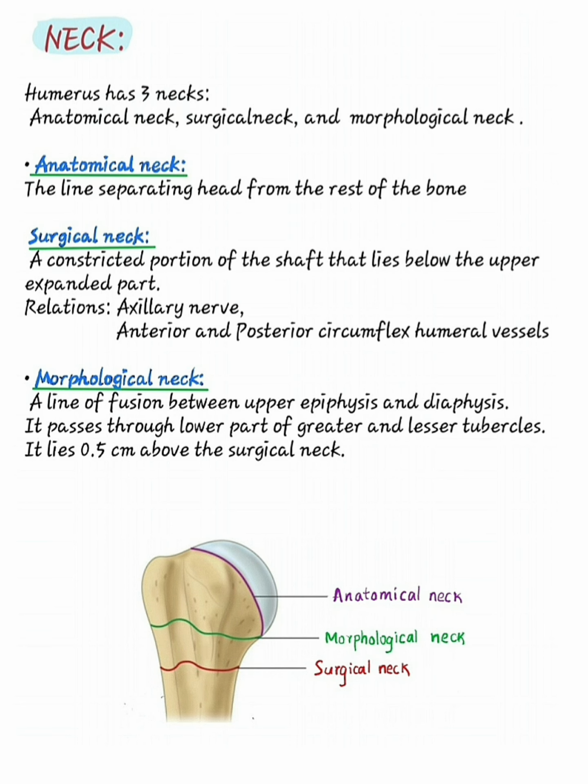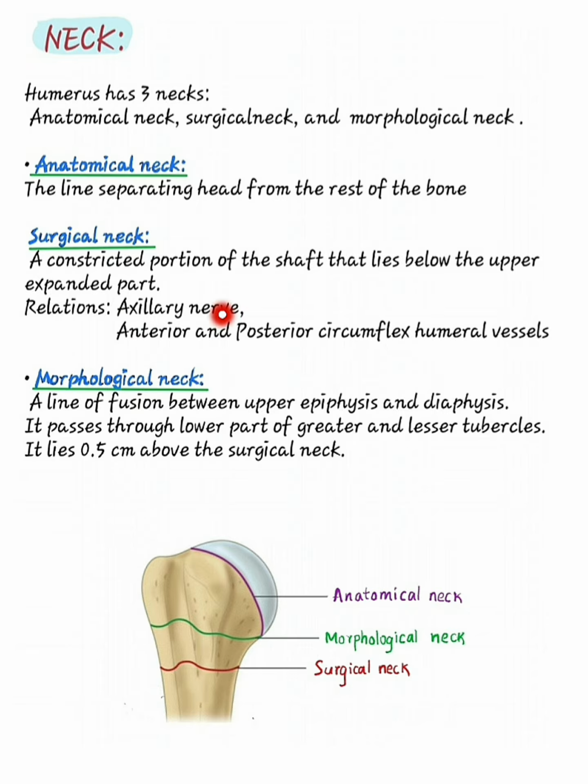Humerus has three necks: anatomical neck, surgical neck, and morphological neck. Anatomical neck is the line separating head from rest of the bone. Surgical neck is a constricted portion of the shaft that lies below the upper expanded part.